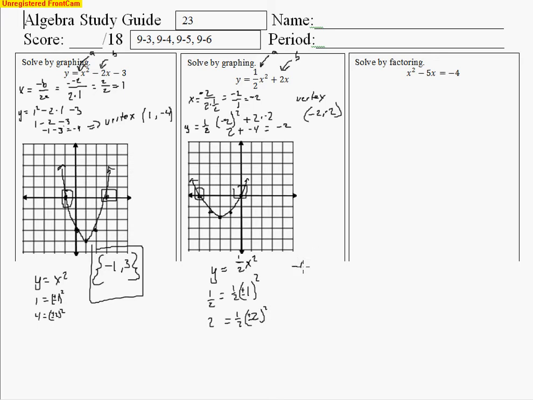So negative 4 for the one over here. This one is 0. And those are my two solutions. So in braces, or just a box around them.